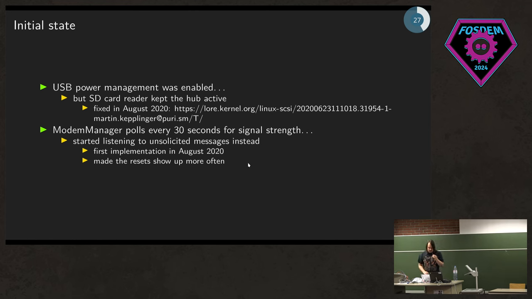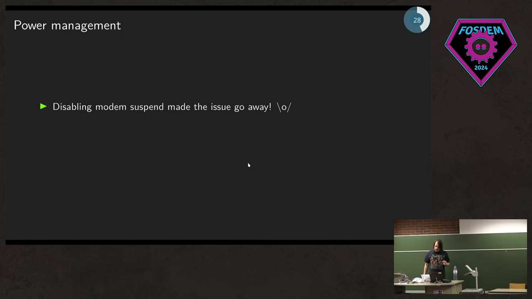And later I noticed that with this change, the resets popped up more often. Without this change, they were still there once the hub started suspending, but not as often as with this patch. So now we know that this is related to power management, and it turns out that disabling suspend made the issue go away. So yay! However, doing so costs almost half a watt, so not so yay.